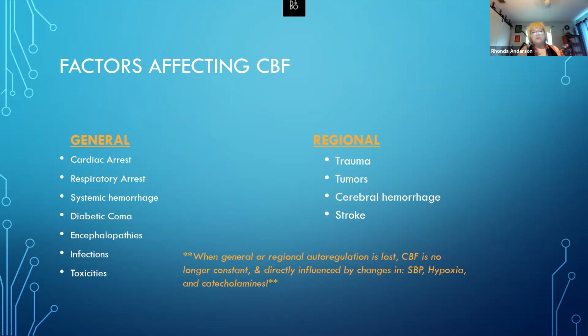Regional would be more to one specific part of the brain. General meaning the entire global part of the brain. So regional would be trauma, closed head injury, tumors, cerebral hemorrhage, because it's usually confined to one lobe of the brain, or a stroke.